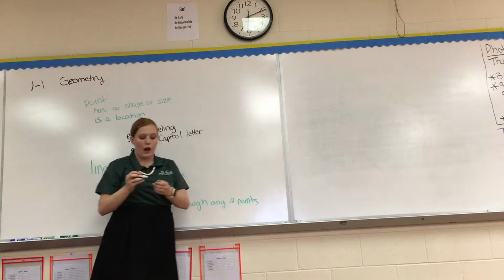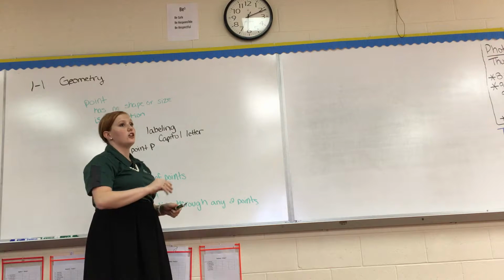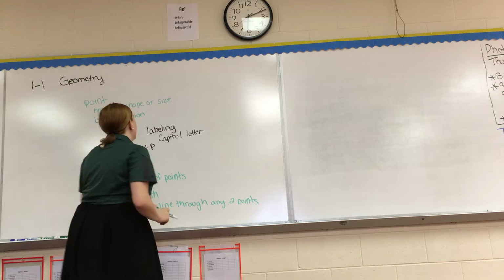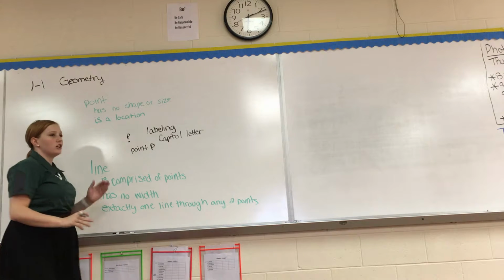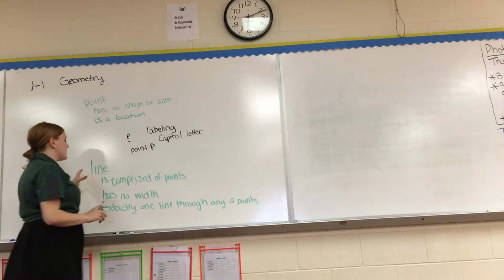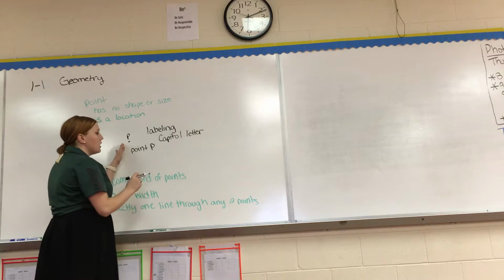Think about when you do a map. You have at least one way of getting there. You have one line from point A to point B on a map. You have one line that will get you there. It's going to be a straight line. So that is a line. It is comprised of points. Again, we're going to label it.